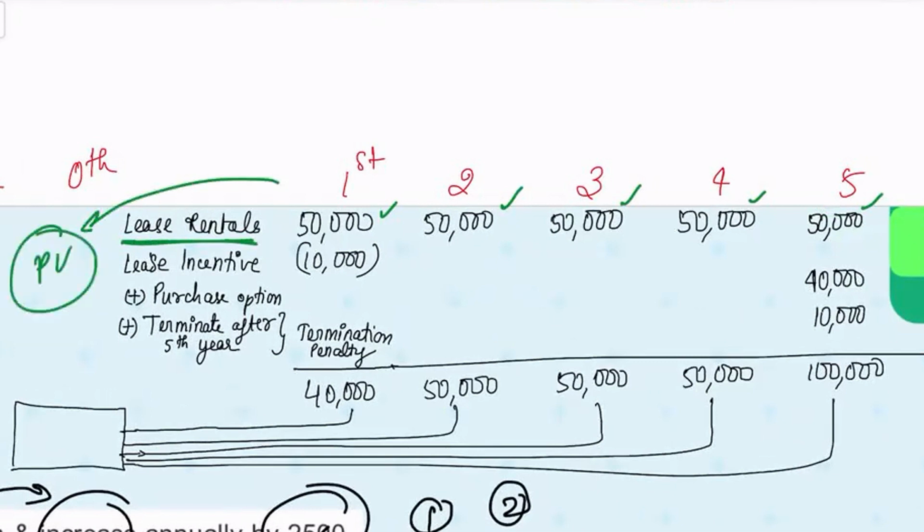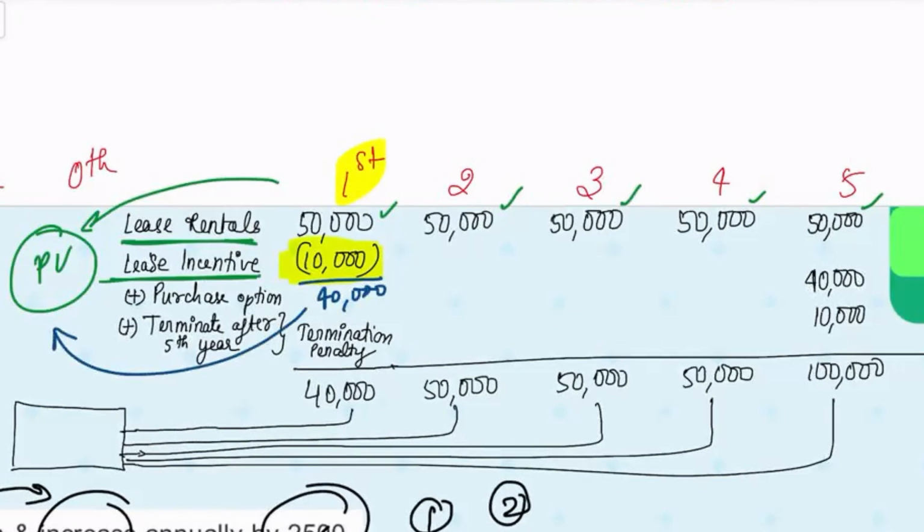But now they are telling us that there is a lease incentive which the lessor is going to pay and give you. This is for a value of 10,000 rupees. If you are going to get this 10,000 rupees at the first year end, then you have to reduce this 10,000 rupees from your lease payments. That's what we read there, correct? So 50,000 minus 10,000 will be your net lease payment for the first year. So what is the net here? It is 40,000. So 40,000 you will pull to the present value and find out.